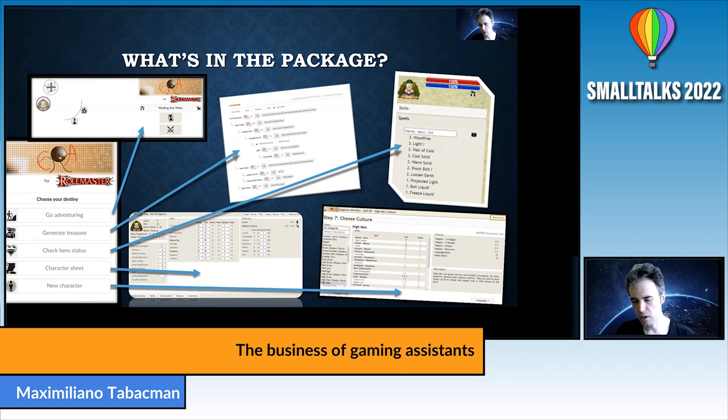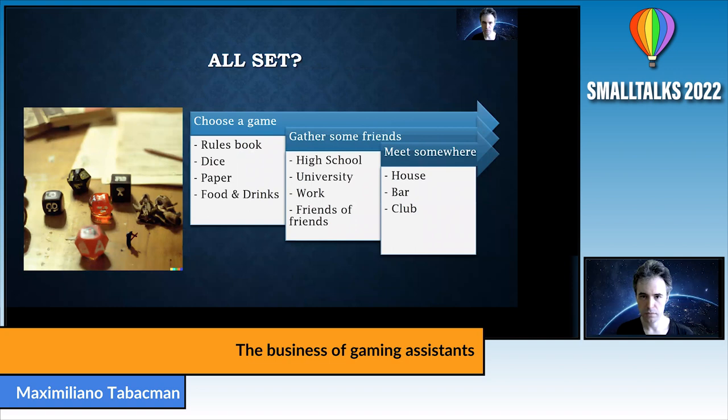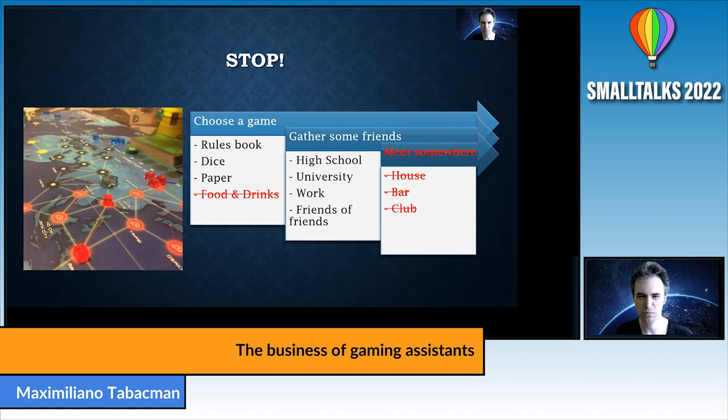So, okay, we have the rules and everything, friends, the place. So we were going very well for these types of games. They were starting to be used. But then there was this little issue with the pandemic. Okay, so no meeting, no place to meet. You still have your friends, you have their books, but how do you play again?